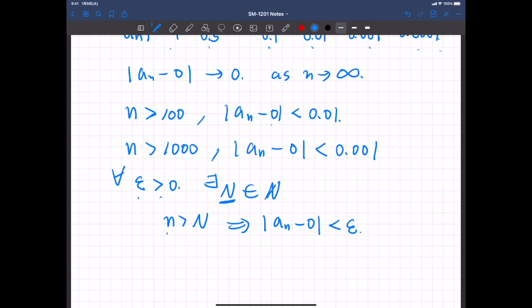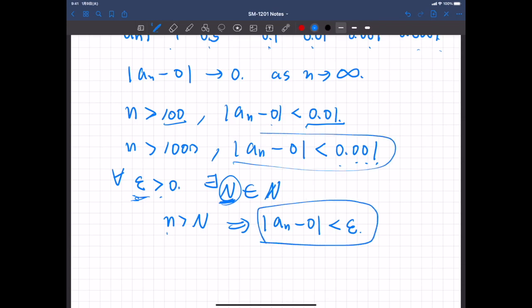So if this epsilon happens to be 0.01, then this large N should be 100 at least. If this epsilon is 0.001, then this capital N should be at least 1000. So if n is greater than 1000, we can always satisfy this inequality.